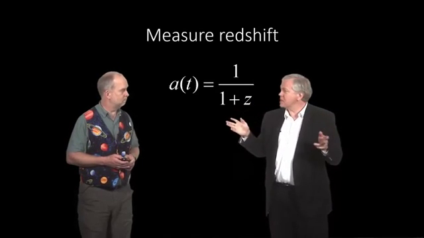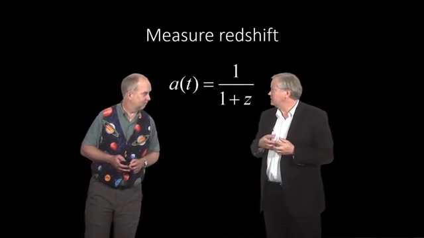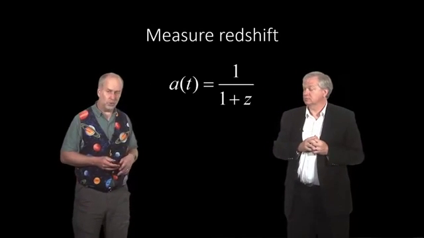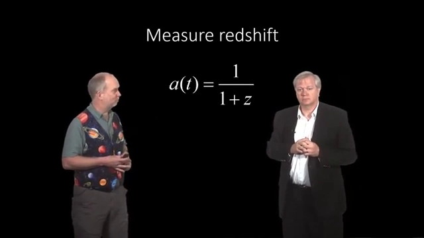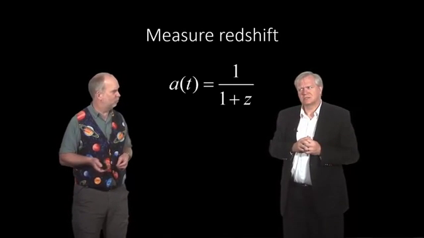1 part in 100,000, no problem. 1 part in a million even, potentially possible. Yeah, so redshifts, okay, well, it's easy then, all solved then. We just measure the redshifts for a bunch of things. That tells us how big the universe was in the past.